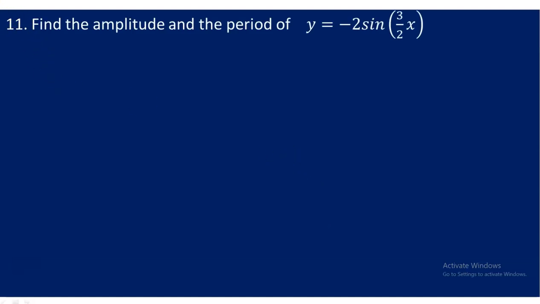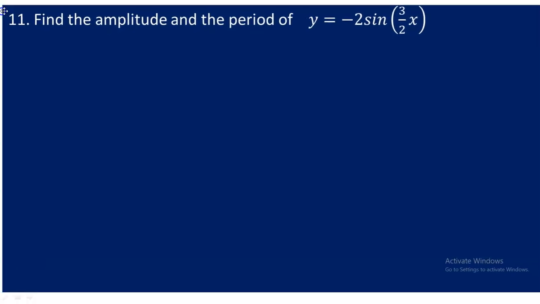In question number 11, you are asked to determine the amplitude and the period for this particular function: y of x equals minus 2 times sine of 3 over 2x. So how are you going to determine the amplitude and the period for this particular function? But before that, we need to know what amplitude and the period are.